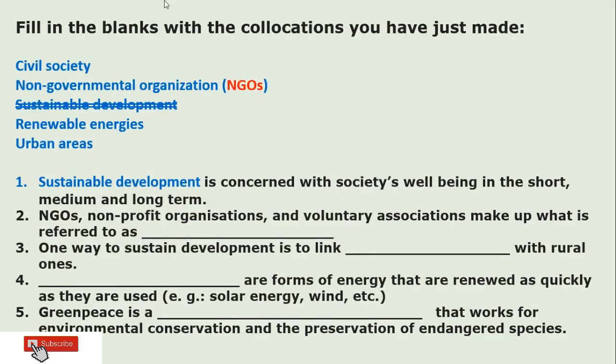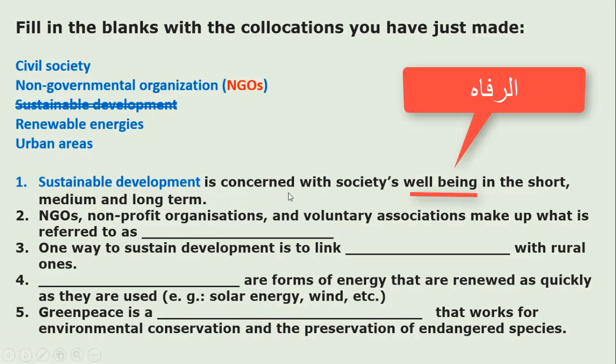Now let's fill in the blanks with the collocations you have just made. Civil society, non-governmental organization, sustainable development, renewable energies, urban areas. Number one is done for you. Sustainable development is concerned تهتم with society's well-being in the short, medium and long term. على المدى القصير والمتوسط والبعيد. Long term.